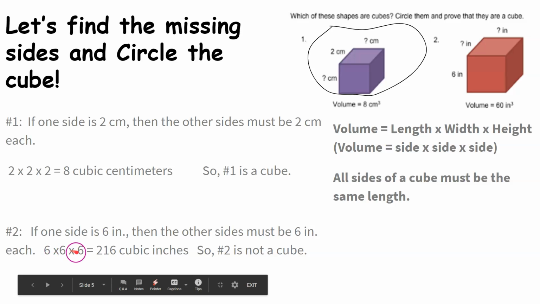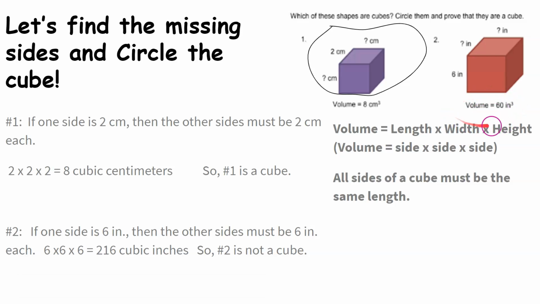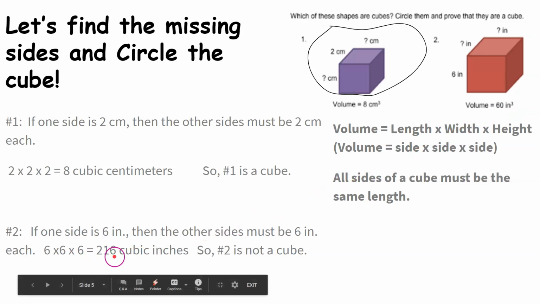6 times 6 times 6 will give us 216 cubic inches. Let's look at the volume that we have here. According to the problem, the volume must be 60 cubic inches. When we did the math, we get 216 cubic inches. So very clearly, number 2 is not a cube.